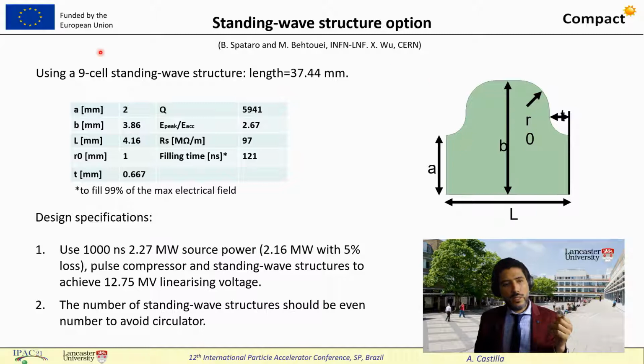So the design that has been developed by INFN is a 9-cell standing wave structure. It's about 37 millimeters long, and perhaps the main difference you can see here is the long filling time, which is 121 nanoseconds, as opposed to 8.4 nanoseconds for the traveling wave structure. This is, by the way, the needed time to completely fill the amplitude of the gradient inside this standing wave.